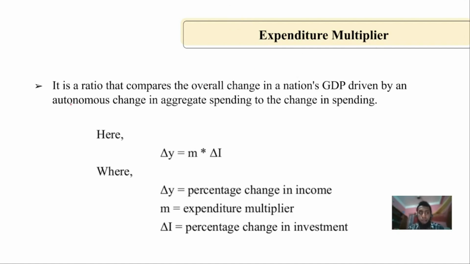expenditure multiplier. It is a ratio that compares the overall change in national GDP driven by an autonomous change in aggregate spending to the change in spending. Here we can write del Y equals M times del I. Here del Y represents the change in income, M represents expenditure multiplier, and del I equals change in investment.